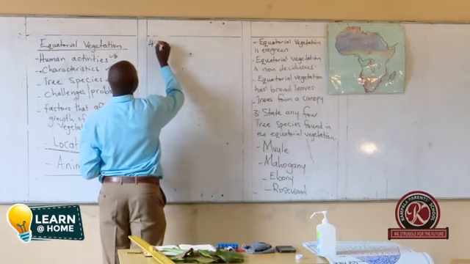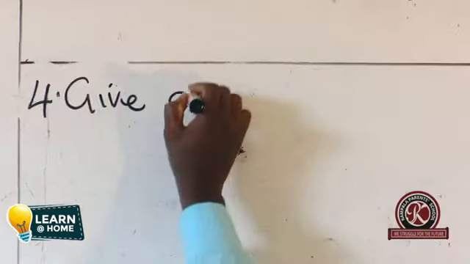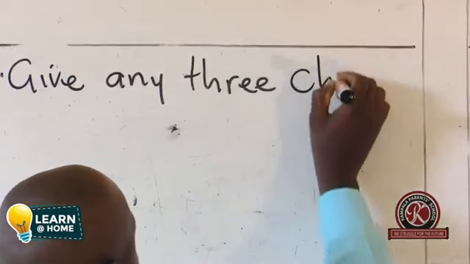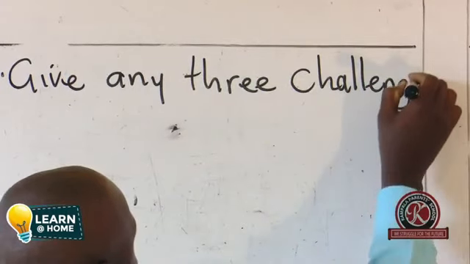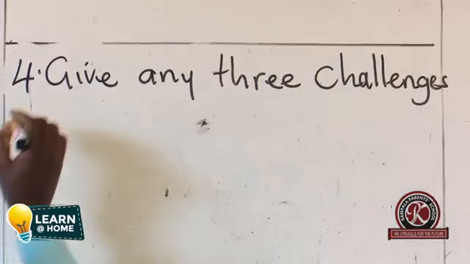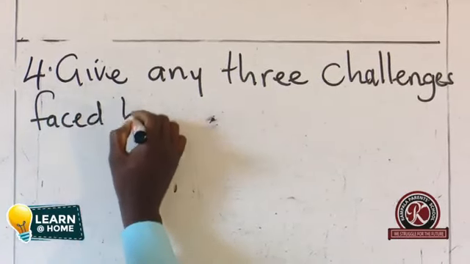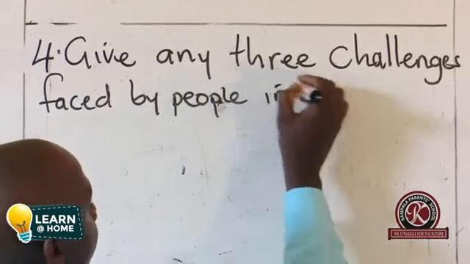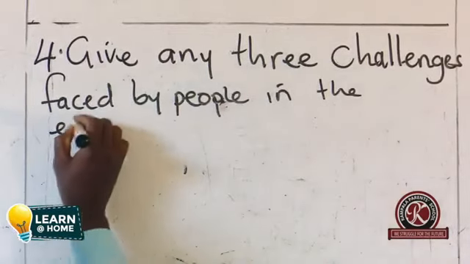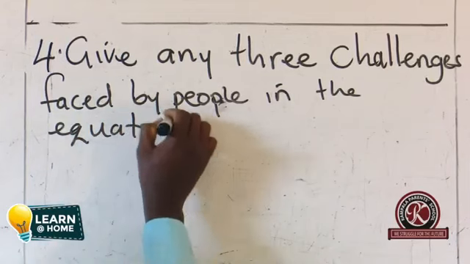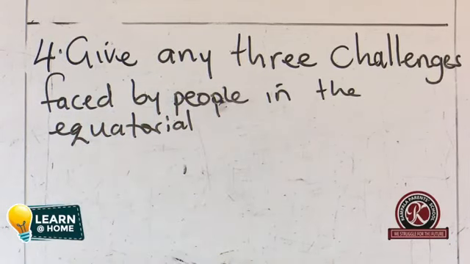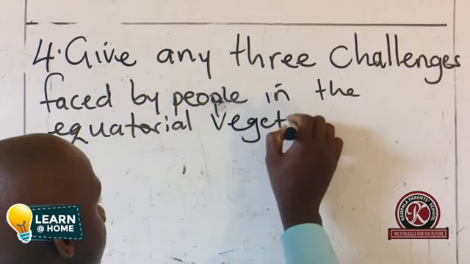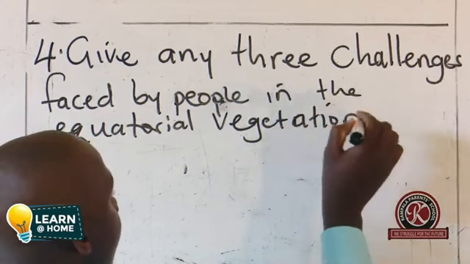This is number 4. Give any 3 problems, or one can say challenges, faced by people in the equatorial vegetation. We said it's the same as the tropical rain forest. Give any 3 challenges faced by people in the equatorial vegetation. Yes, be prepared. I'm coming back.